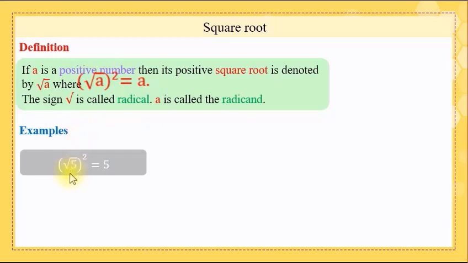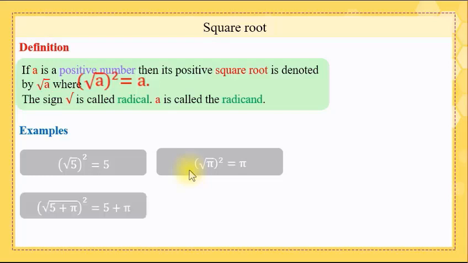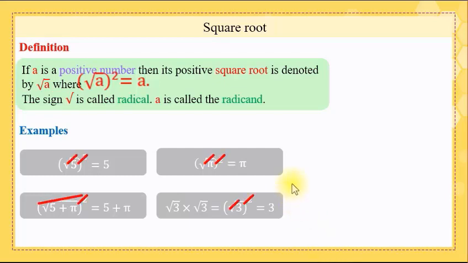Examples: radical 5 to the power 2 equals 5, radical pi to the power 2 equals pi, radical 5 plus pi to the power 2 equals 5 plus pi, radical 3 times radical 3 equals radical 3 squared equals 3. Pay attention. Power 2 is cancelled by radical in each of the following cases.